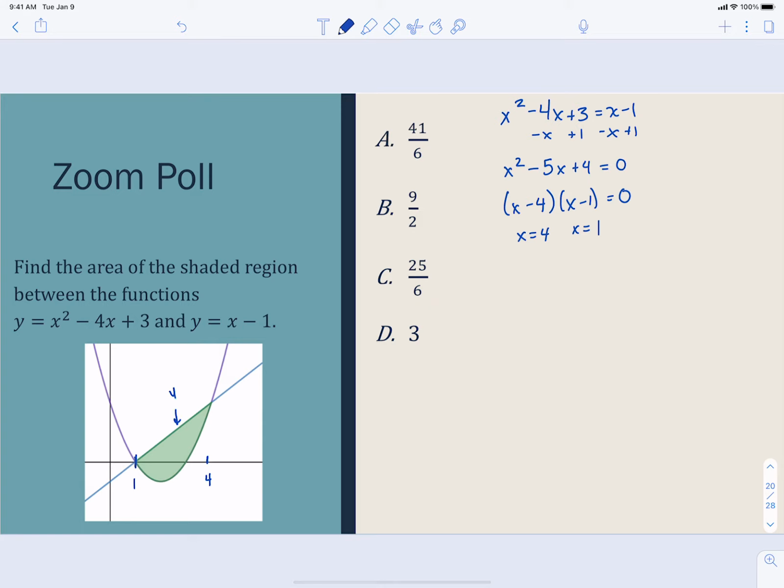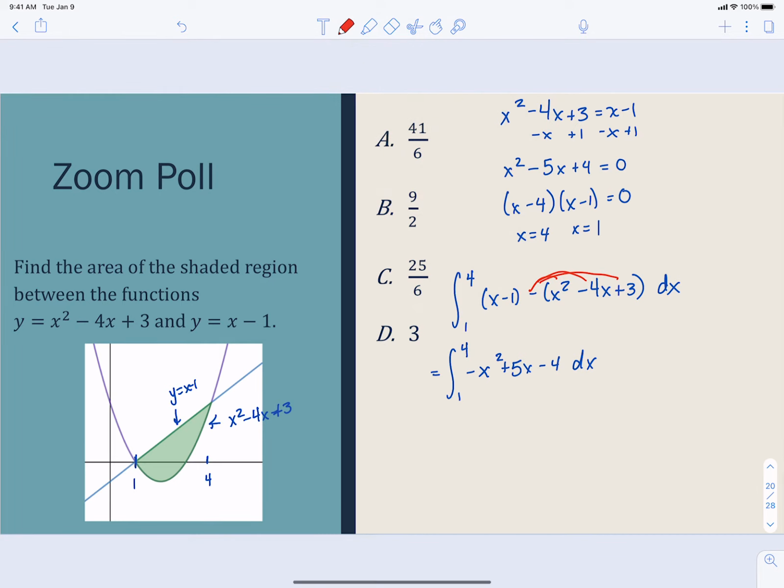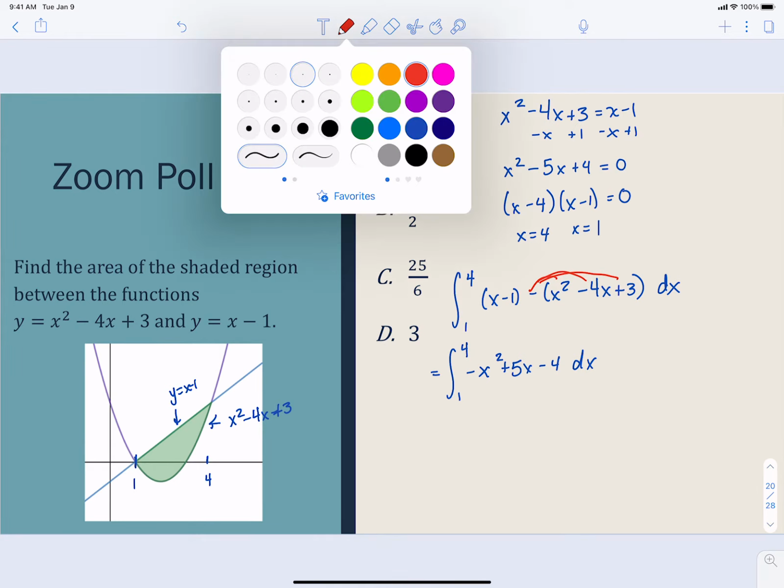Also we can see from the picture that our linear function is the function that's on top and our quadratic is the function that is on the bottom. So we're going to have the integral from 1 to 4 of x minus 1 minus x squared minus 4x plus 3. If we distribute our minus sign and combine like terms, yes, I know I'm skipping a step here, so I'm going to let you distribute your minus sign and combine your like terms. Make sure that you're distributing that minus sign through.